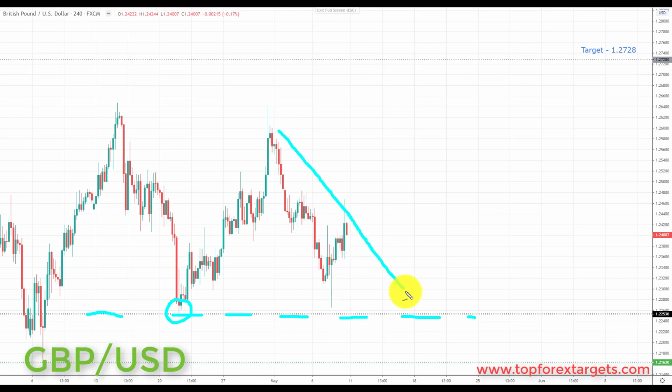Any further pullback in this area is going to be viewed next week as an opportunity to start to look for bullish setups. And if we get the right kind of bullish setups in this market, we're going to be looking at initiating longs up towards the next key of resistance, the upside and the target set at the 1.2728.